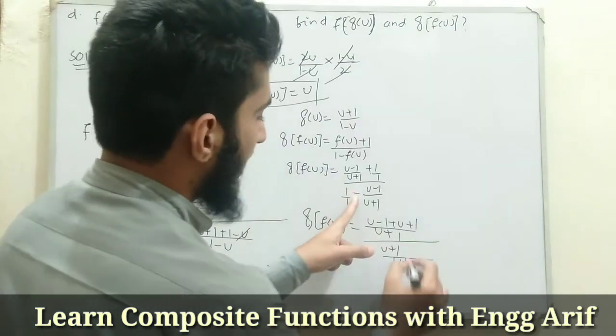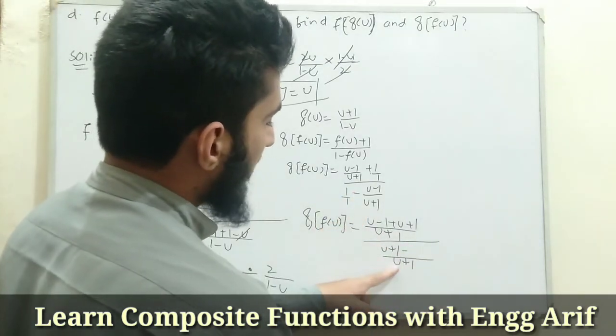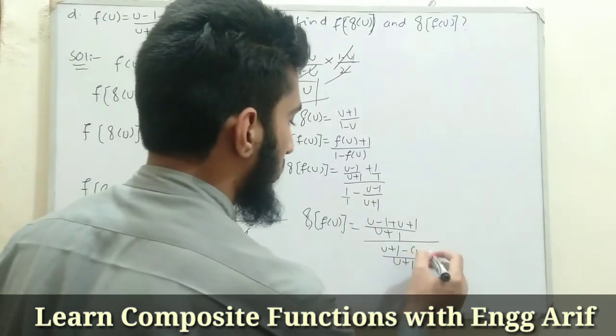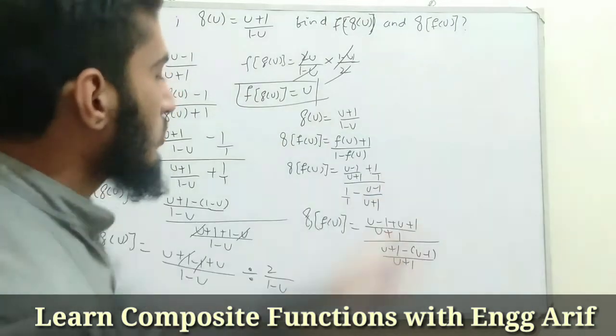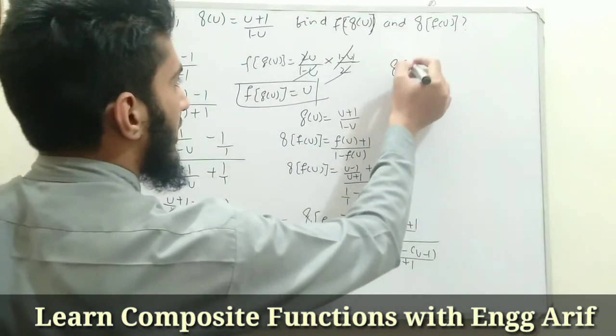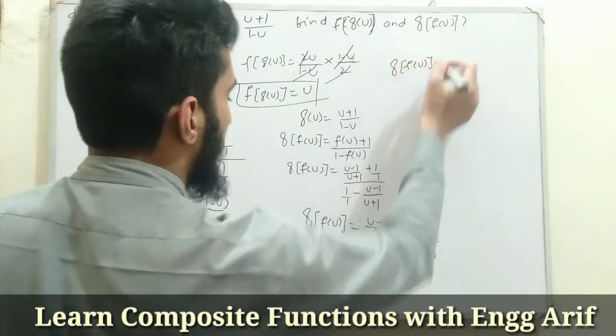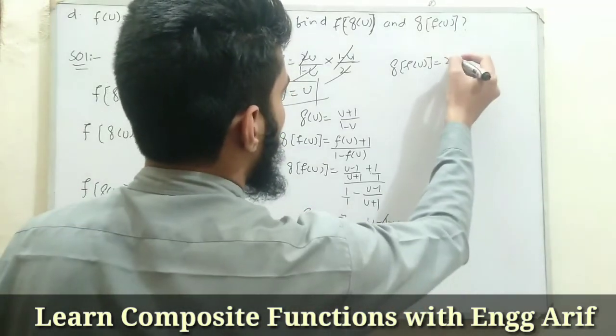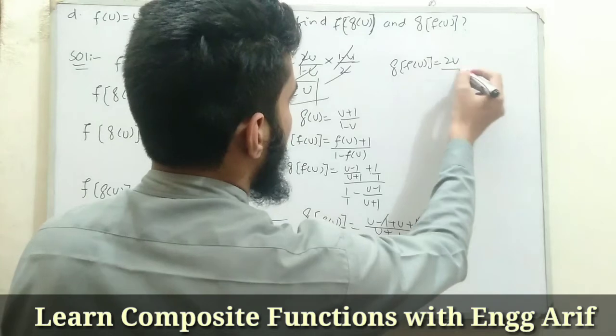After this, over here is a minus sign. u plus 1 multiplied by 1 gives us u plus 1, and multiplying the same 1 with u minus 1, it becomes u minus 1. Now I solve it over here, so g of f of u will be equal to: the minus 1 will cancel out with 1, we are left with u plus u, which gives us 2u, divided by u plus 1.